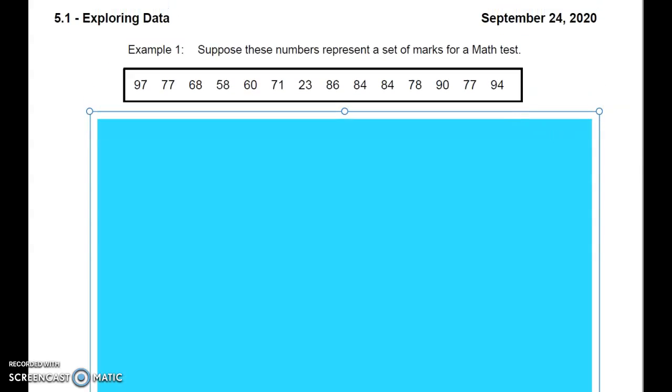So our first example is: suppose these numbers represent a set of marks for a math test. Write out these numbers on your sheet of paper, okay? And they're marks from a math test.